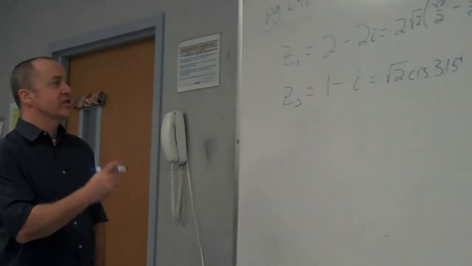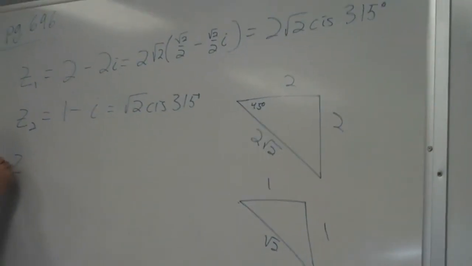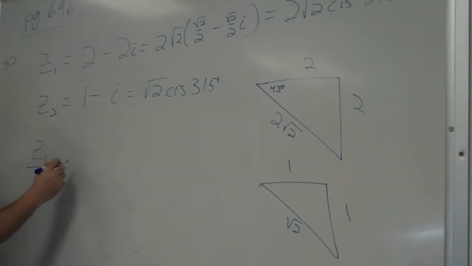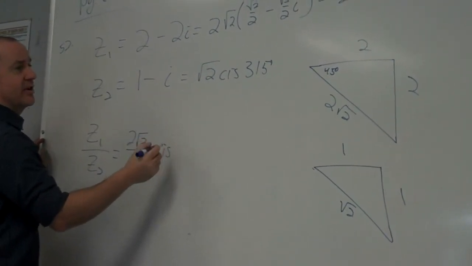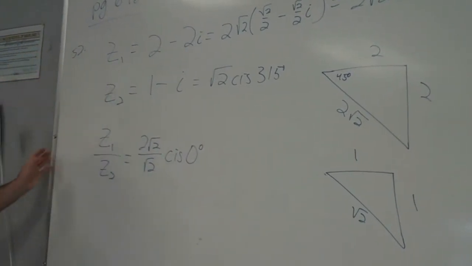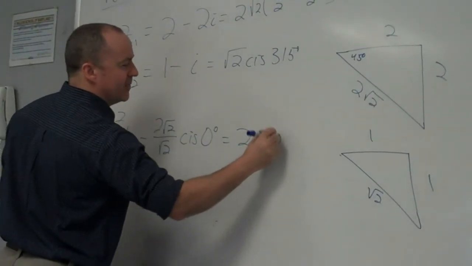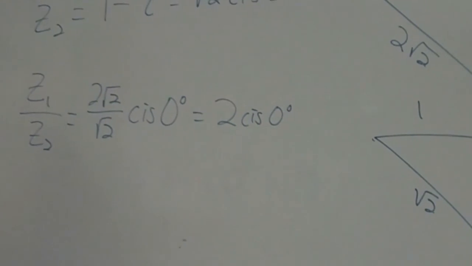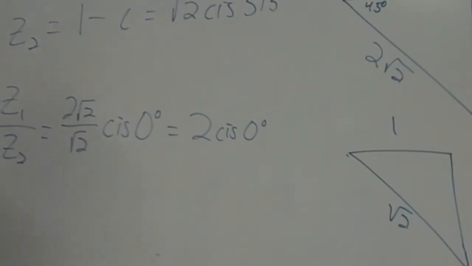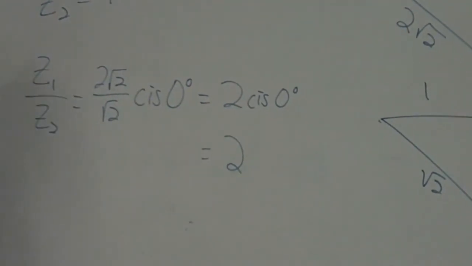Okay, so these are the two, but the instructions were not to convert. The instructions were to divide. So z1 over z2 is going to be 2 root 2 over root 2 cis 315 minus 315. Wouldn't it be just 2? Yep. So that's 2 cis 0. Whenever you have a cosine plus i sine that is either 0 or 180, you're back on the real number line. So you don't need the cis anymore. That's just 2.